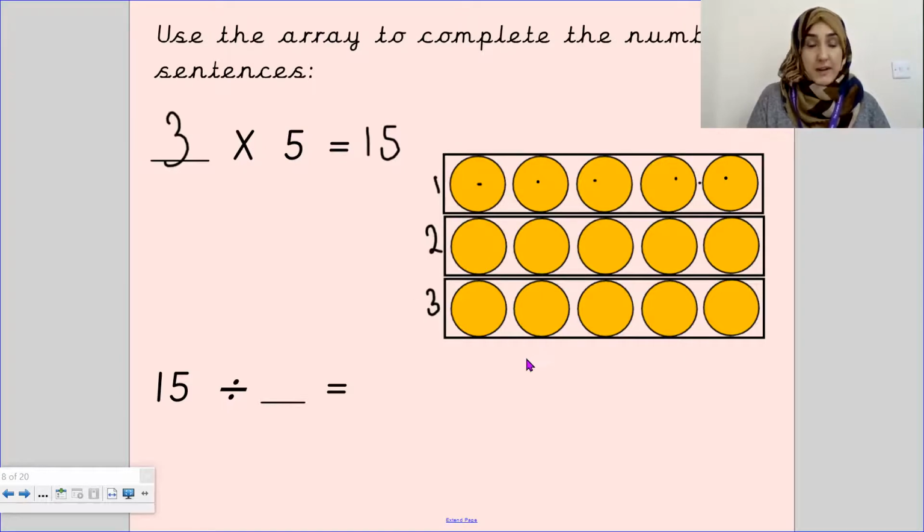Now, using this array, we can see that they have been grouped into rows, okay? Now, how many rows have they been grouped into, Morris class? Can you show me on your fingers? Well done. 3 rows. So, oh, my pen is not ready now. There we go. So 15 counters divided into 3 groups equals how many counters in each group? Let's count again. 1, 2, 3, 4, 5. Fantastic. 15 divided by 3 equals 5.